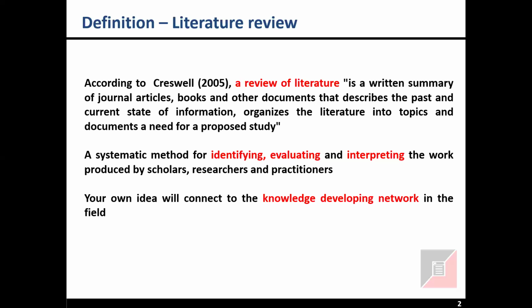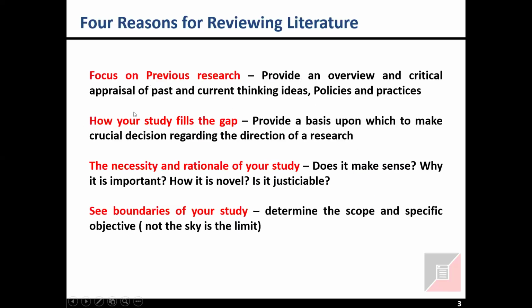In every research article, the past will be explained in the introduction part. The current state will be explained in the body of the research article. And it organizes the literature into topics and documents needed for the study. And literature review is a systematic method for identifying, evaluating, and interpreting the research work produced by various researchers. This literature review will help to create a knowledge-developing network in your research area.